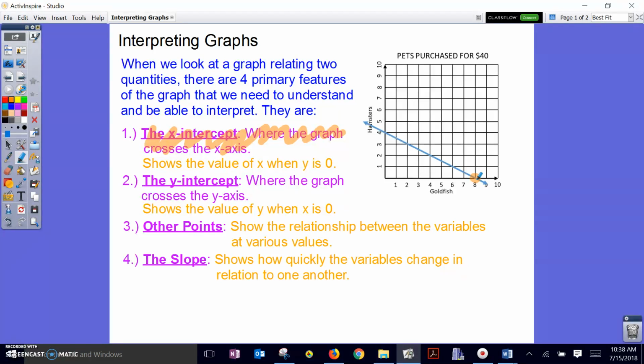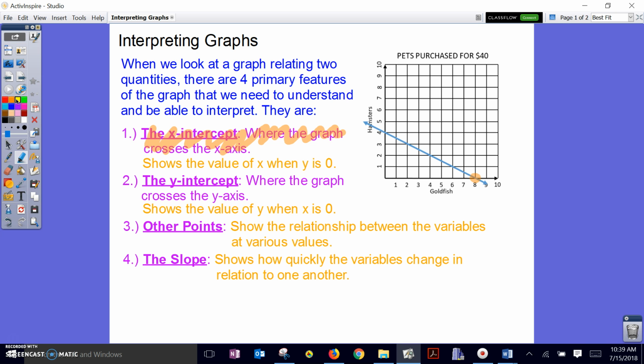Okay? Now, in this graph, our y variable represents the number of hamsters, and our x variable represents the number of goldfish that can be purchased. And so this x-intercept shows us how many goldfish we can buy if we don't buy any hamsters. And we can read very clearly from the graph that it crosses at 8. And so we can buy 8 goldfish if we don't buy any hamsters. And that's the meaning of the x-intercept in this graph.